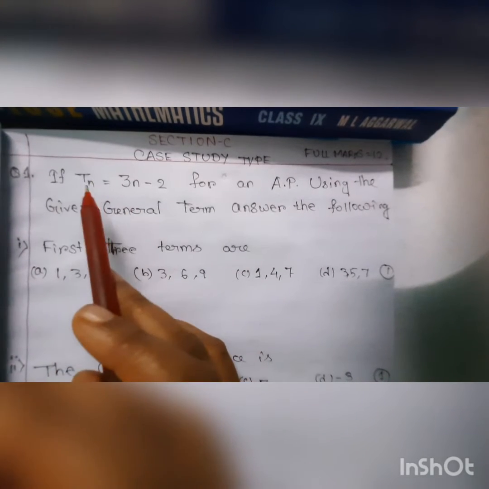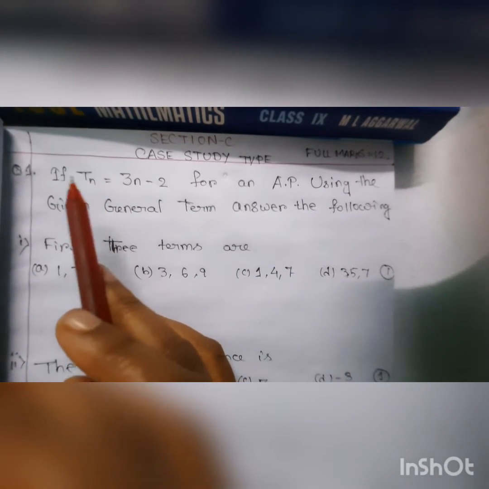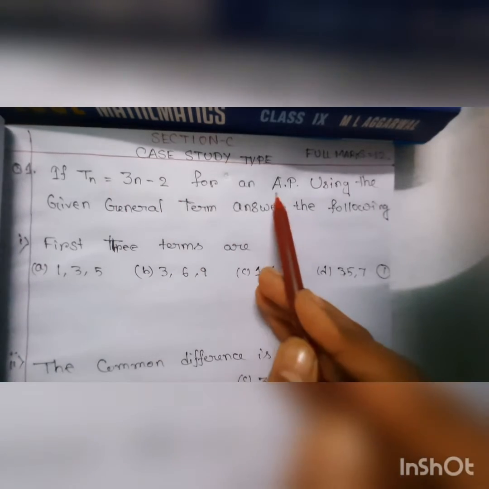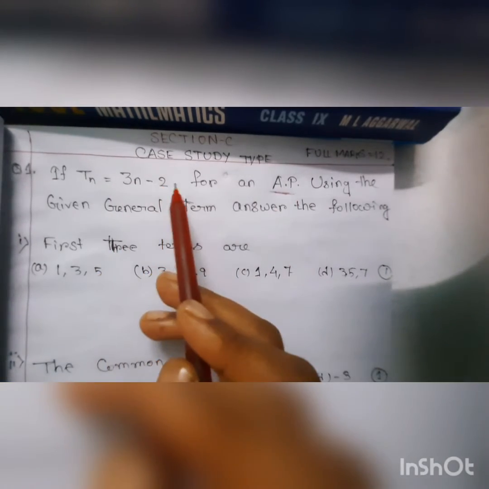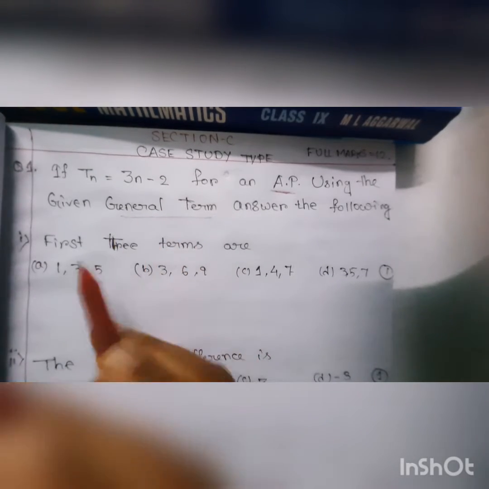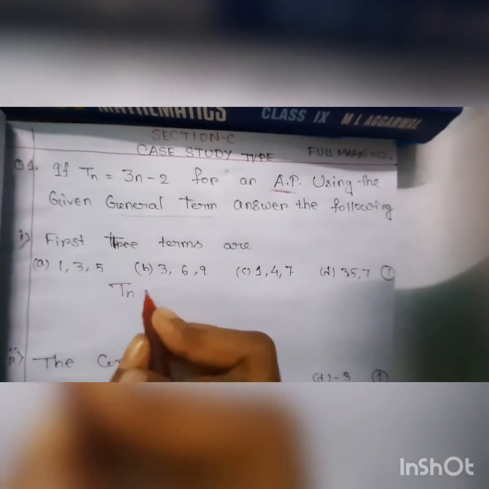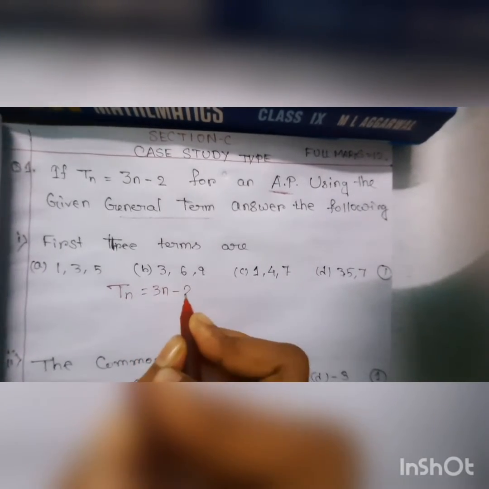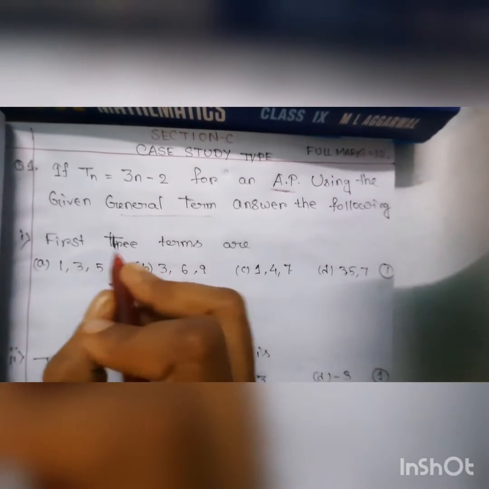So the first one is from AP. Tn is 3n minus 2, and using this general term, answer the following. So the general term is given, Tn equal to 3n minus 2. From this you have to find, first, the first three terms.